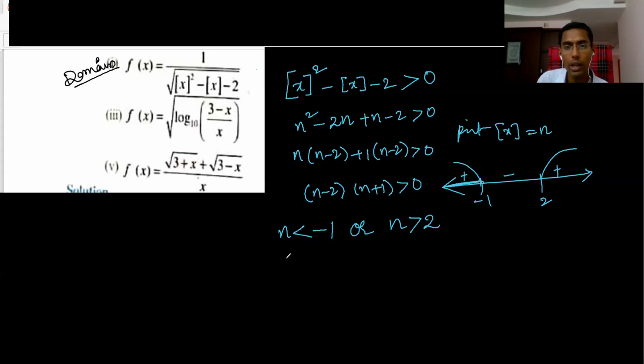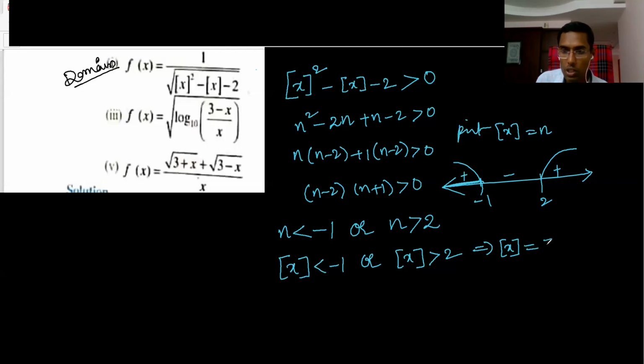What is n now? Bracket x. Already this one we discussed. Bracket x is greater than 2. Already we discussed this one. Bracket x is greater than minus 2 means what? Bracket x is greater than 2 means the bracket is an integer greater than 2. Integer greater than 2 means it starts with 3, 4, 5, and so on.